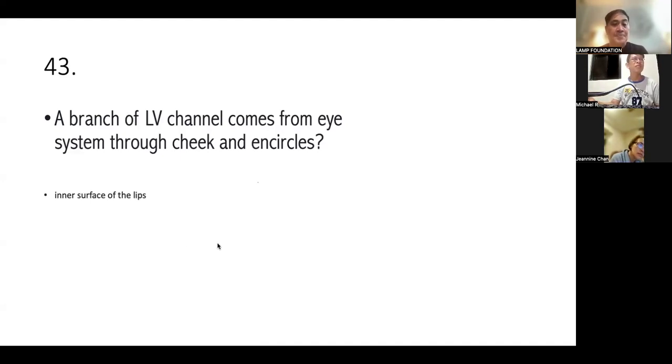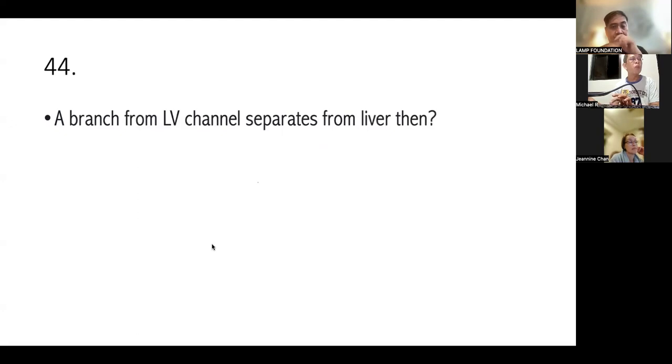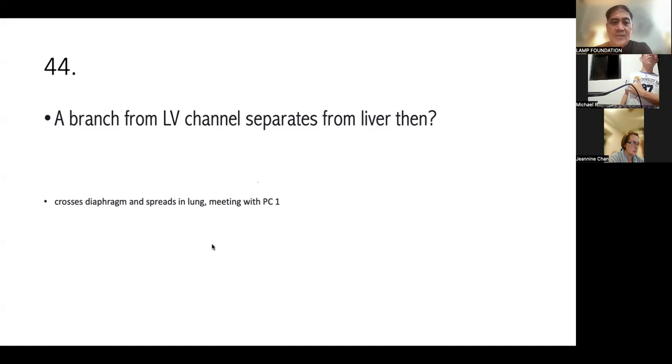Okay, let's go to 44. Number 44, a branch from the liver channel separates from the liver then. The answer is it crosses the diaphragm, spreads in the lung, meeting with pericardium 1. So liver, diaphragm, lungs, pericardium. PC1 is somewhere connected to the nipple area. Do you think that explains why most women have their breast mass on the upper outer quadrant of the breast? Have you noticed? This is because yung anger mo, sinusuppress mo lang, or you have been very angry for quite some time.